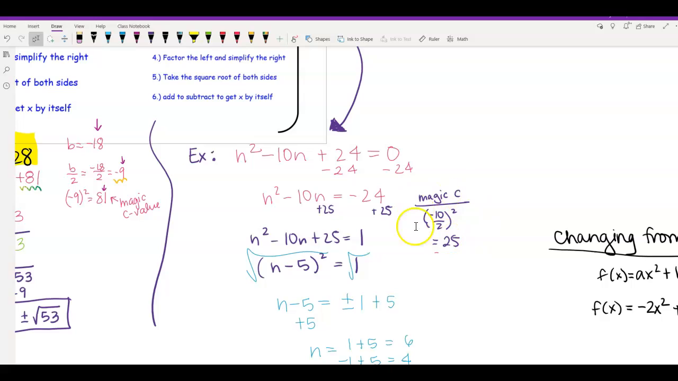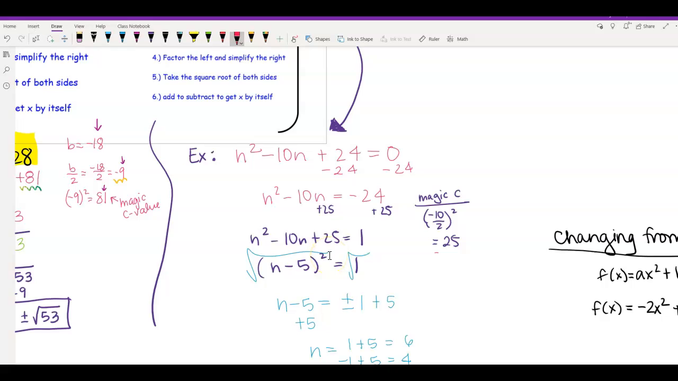magic C value. So you'll see over here I took my negative 10, divided by 2, squared it. Remember, negative 10 divided by 2 is negative 5. Negative 5 squared then is 25. So that tells me I need to add 25 to both sides. So on the left side, I get n squared minus 10n plus 25. And then, of course, over here, I combine those like terms, and I got 1. Okay? So go through, and n squared minus 10n plus 25 is one of those perfect square trinomials, and it makes n minus 5 squared.